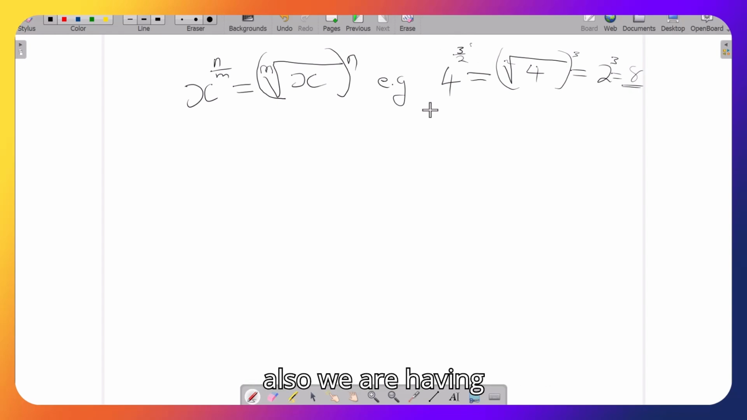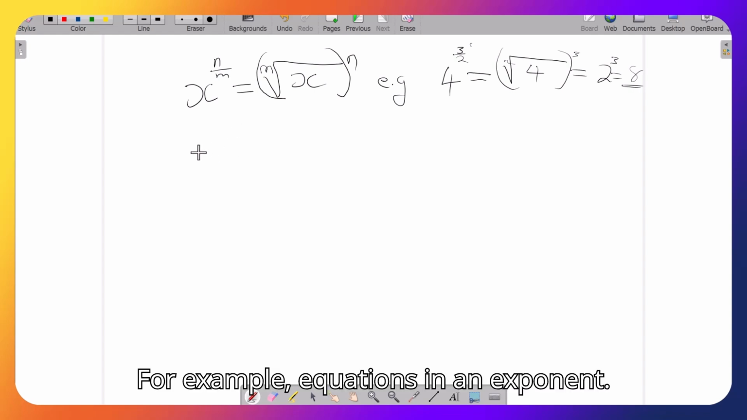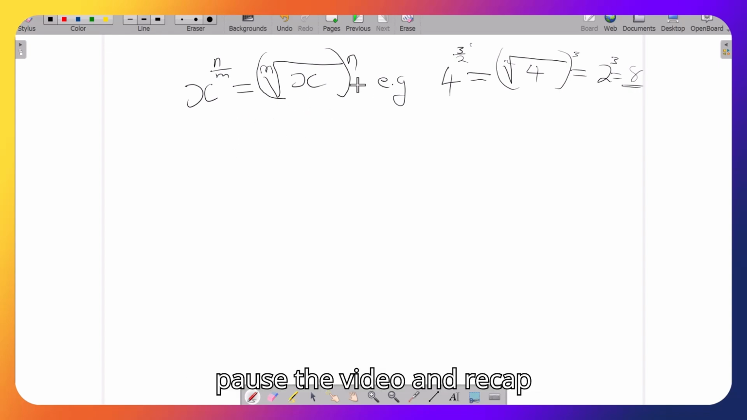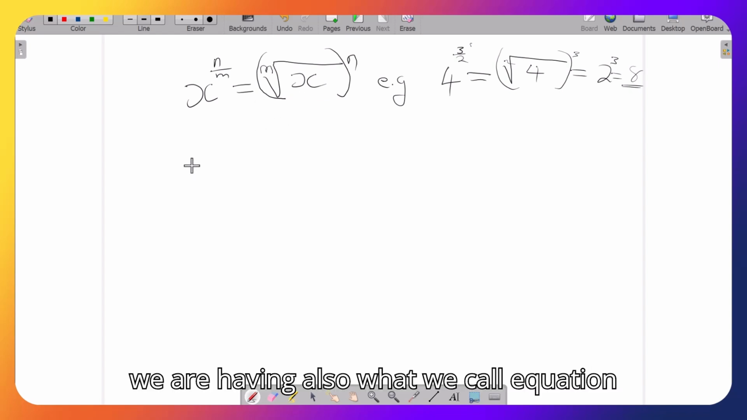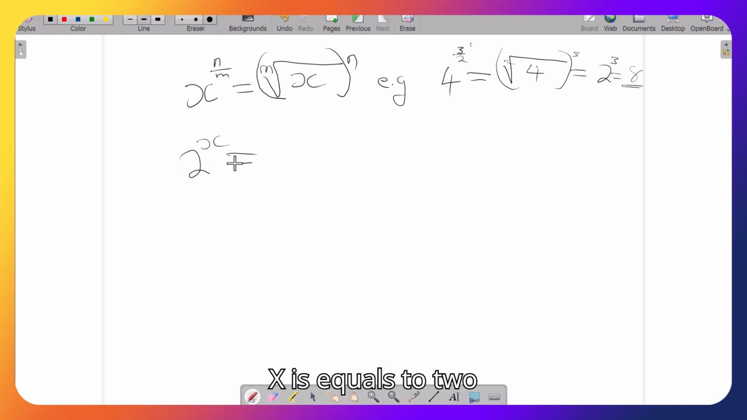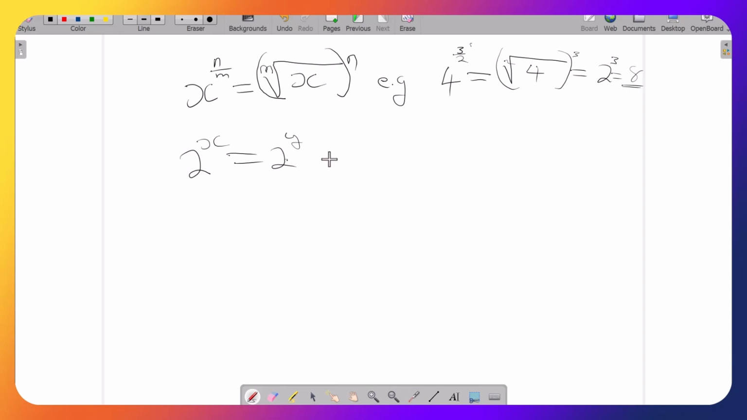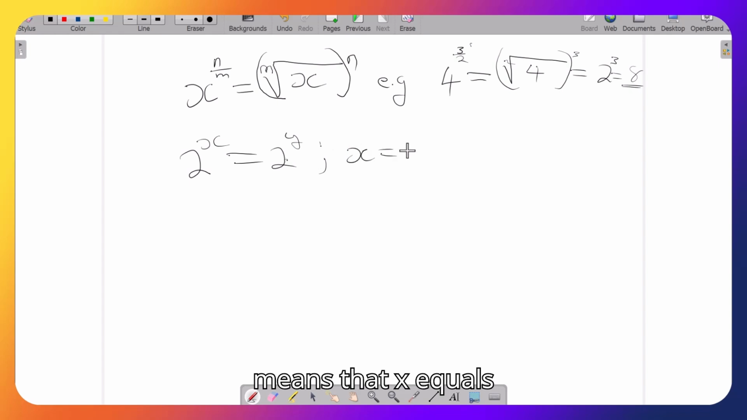And sometimes also we have an equation in an exponent. I'm sorry if I'm being fast, but you can pause the video and recap and try to find some other examples. So we also have what we call equation of exponent. For example, 2 power x is equal to 2 power y. As long as the bases are the same, it means that x is equal to y.